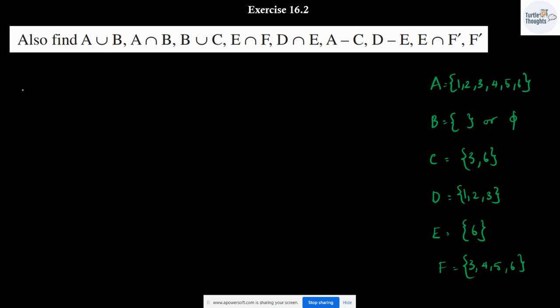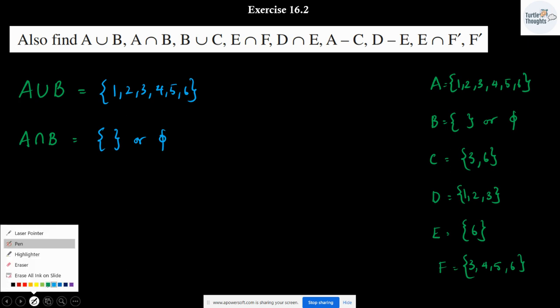Now, A union B. A union B means all the elements in A also I have to write, and all the elements in B also. So the answer here is going to be 1, 2, 3, 4, 5, and 6. Next, A intersection B. A intersection B means all the elements which are common in both A and B. I can see that no elements are common, so it is going to be a null set.